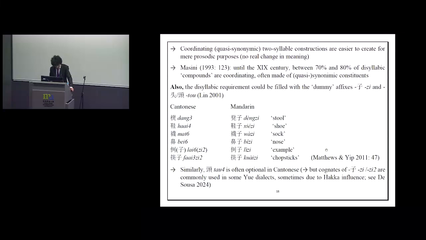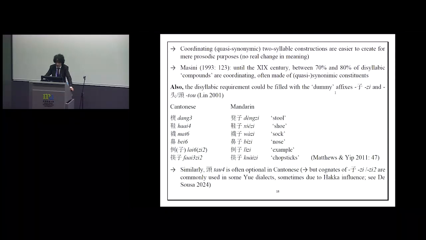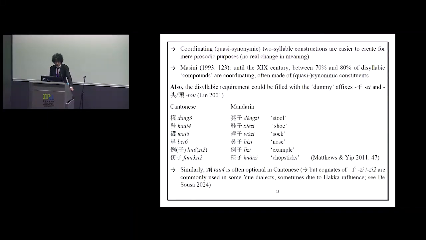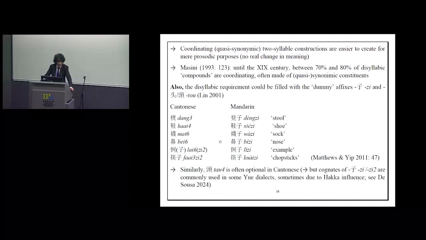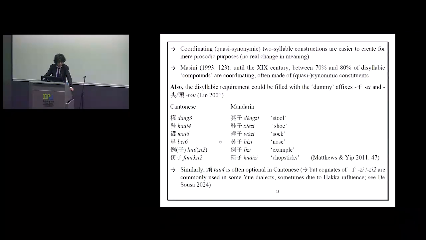And going back to prosodic requirements, for the mainstream Mandarin lexicon, these disyllabic requirements could be fulfilled with the affixes zi and tou, which basically don't have much meaning. They have been defined as dummy affixes. And again, we see that, for instance, in Cantonese, not in all of Yue, but at least in Cantonese, many Mandarin words with the zi suffix and with the tou suffix either don't have it, or they have an optional zi or tou, so ji and tau in Cantonese, of course. So again, it all looks like there was less of a requirement for something that was there only for prosodic purposes, only to create disyllabic words.